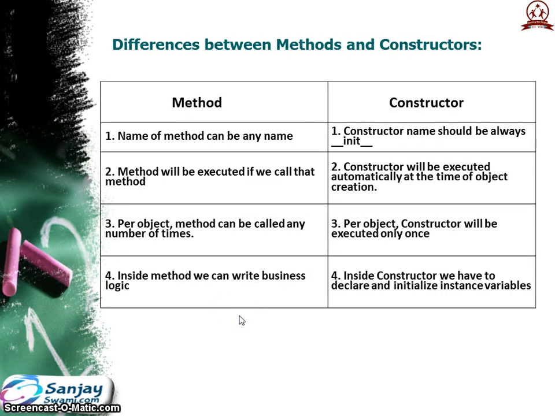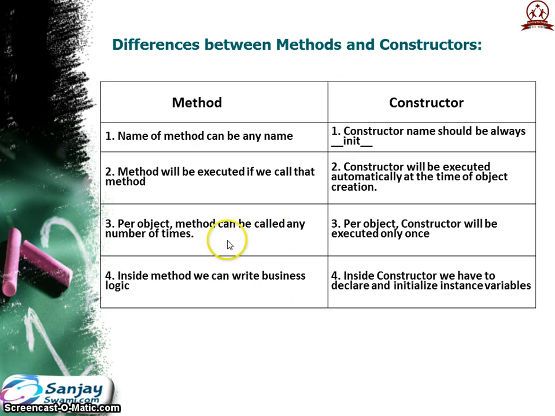These are some of the differences between methods and constructors. For a normal method, the name of the method can be any user-defined Python acceptable name, but the constructor name should always be init. A method will be executed if we call that method. The constructor we need not call explicitly. The constructor will be executed automatically at the time of object creation.